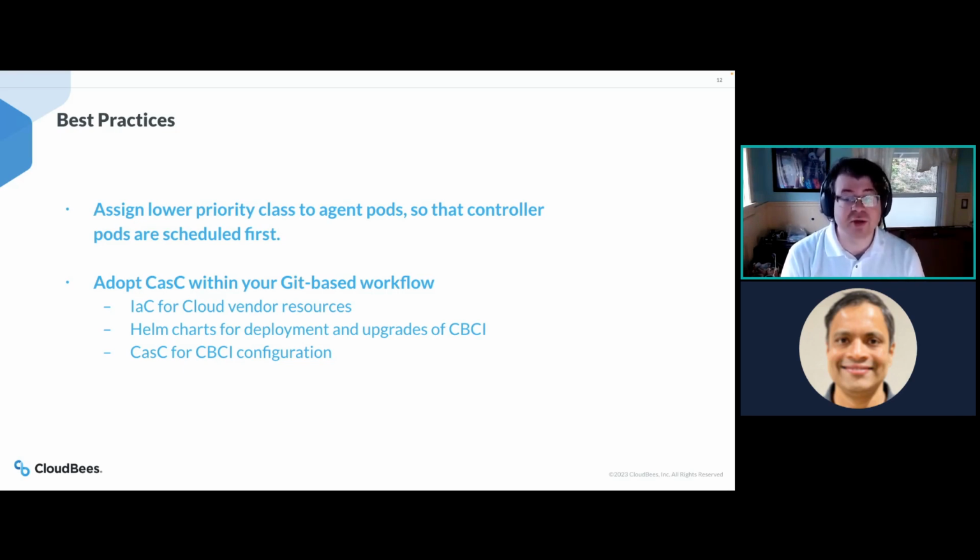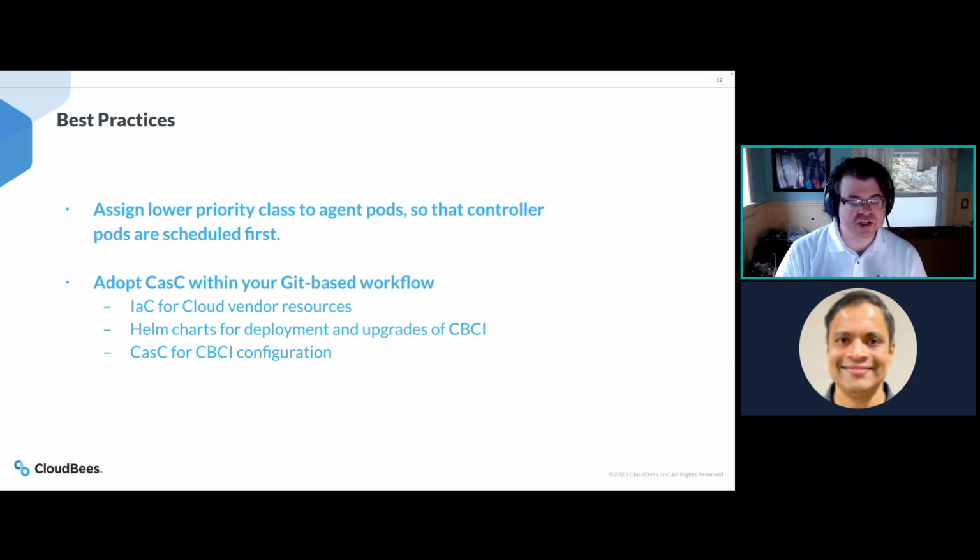That's what I use. So utilizing infrastructure as code tools is definitely a best practice, but adopting CloudBees configuration as code is really, really important as well. So CloudBees configuration as code is, in essence, allows you to use YAML files to dictate the configuration of controllers, what plugins are installed, jobs that are set up.